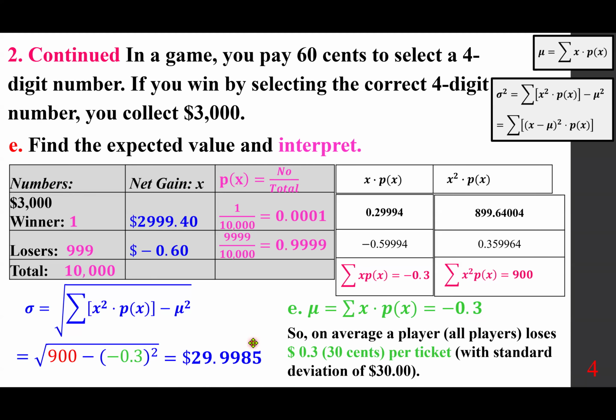So everyone who plays on the average loses this much with this standard deviation. We're going to say, so on average, a player, all players, including the winner, on average, loses $0.3 or 30 cents per ticket with standard deviation of this number. We're going to take it to be $30, because normally in the case of money, we go with 2 decimals.